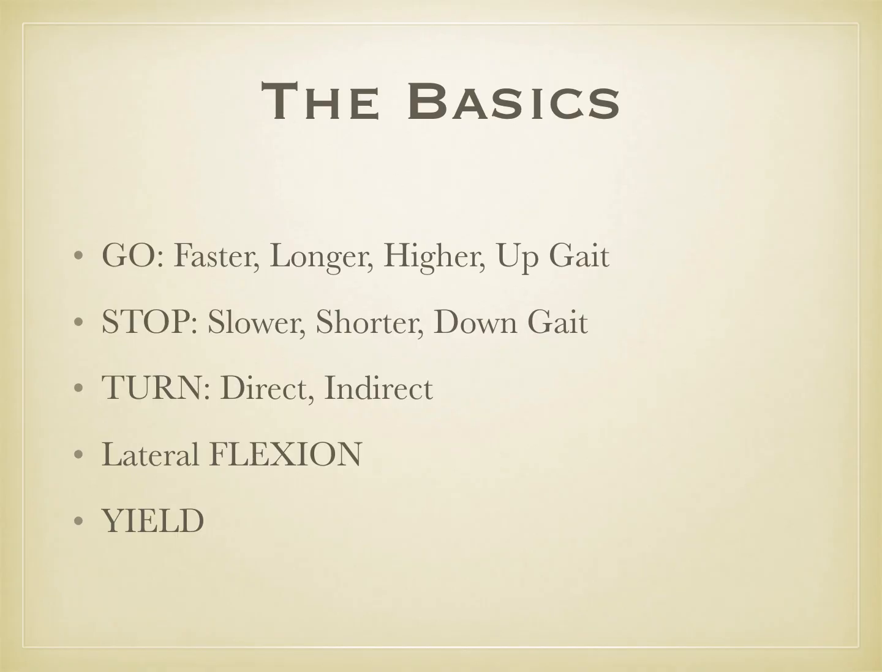A horse can go in 4 ways: faster, longer, higher, or up a gait. A horse can stop in 3 ways: slower, shorter, or down a gait. A horse can turn from a direct or indirect rein. A horse can flex and bend laterally. A horse can yield the hindquarters to the side. That's 11 basic responses. Riders start learning 10 of these basics within their first couple of years of riding.